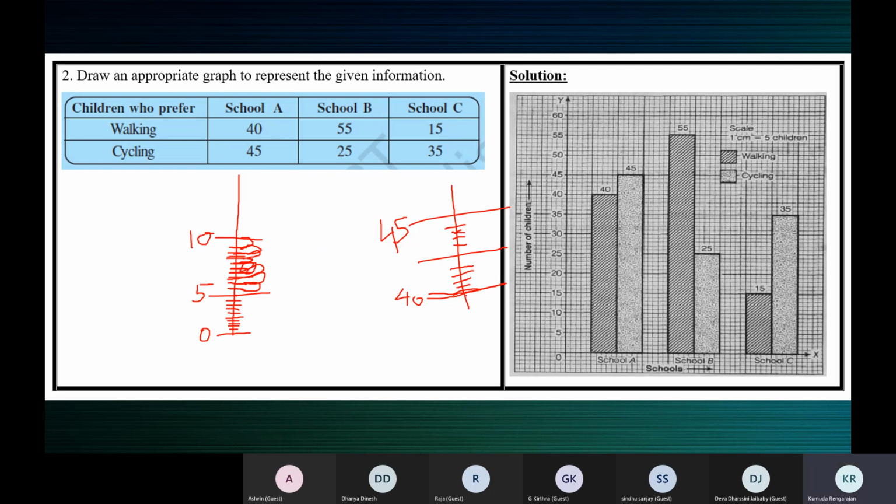So how do we read? 40, 40.5, 41, 41.5, 42, 42.5. That middlemost line is 42.5, 43, 43.5, 44, 44.5, 45. So this is how we read the subdivisions between two consecutive numbers.